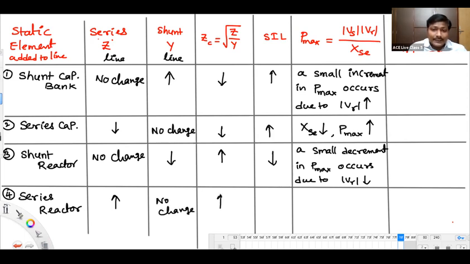What about ZC? It increases. SIL decreases. And what about the P maximum? The overall series reactance is increasing because of the series reactor addition, so the P maximum value reduces. These are the changes expected due to series reactor placement. So I think all of you are getting it.